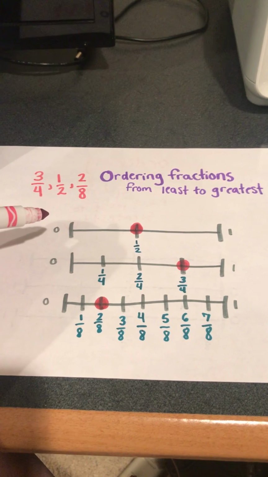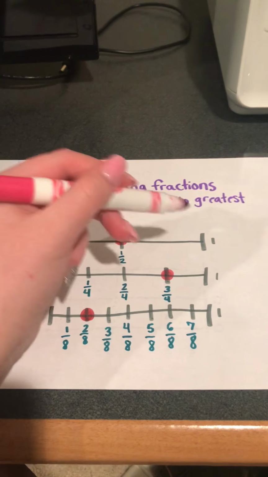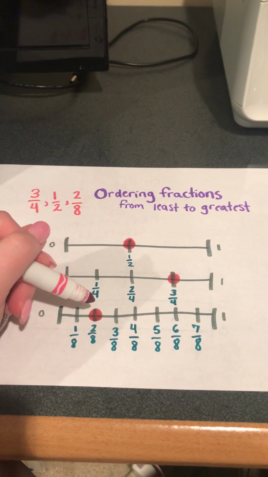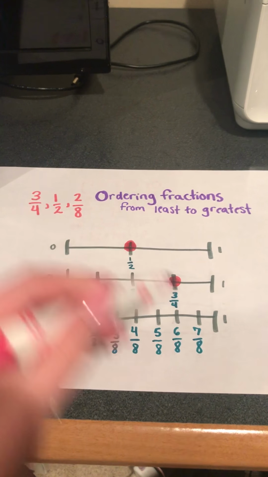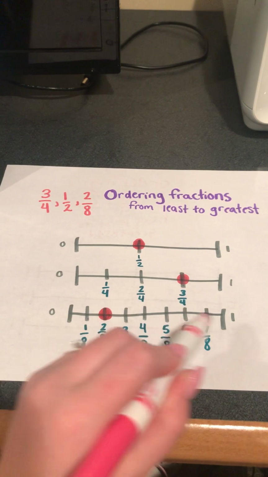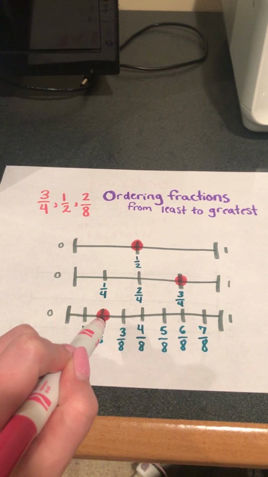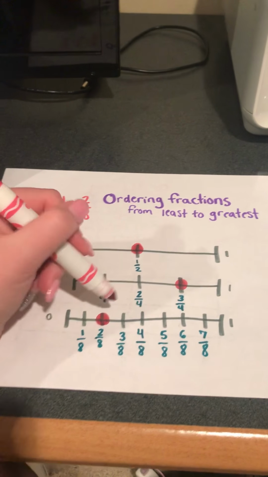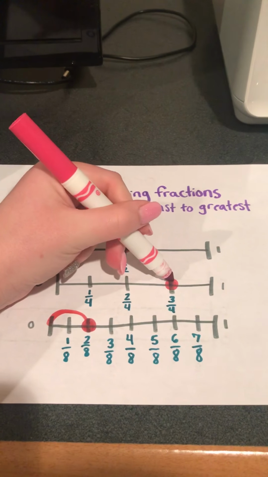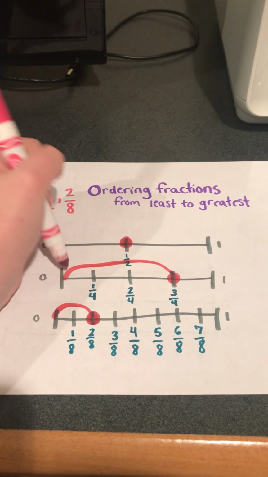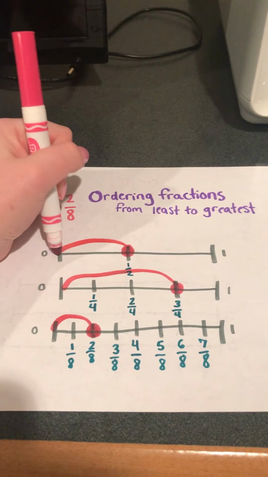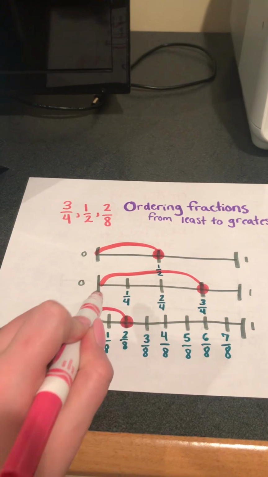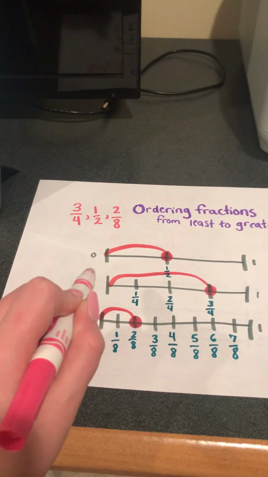So, we are ordering from least to greatest, so my smallest fraction would go first. Remember, your smallest fraction is the one farthest away from 1. So my smallest fraction is 2/8. Sometimes I like to draw little arches so I can help visualize for myself how far away each fraction is from 0.